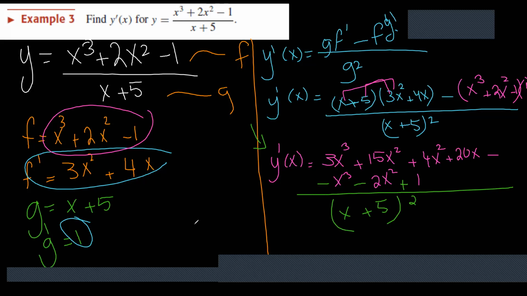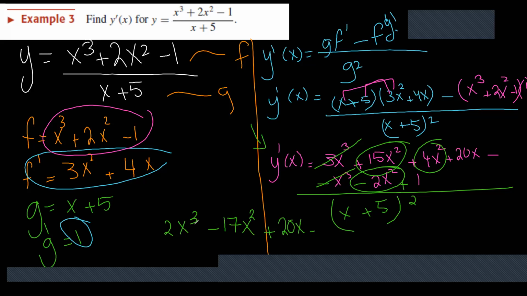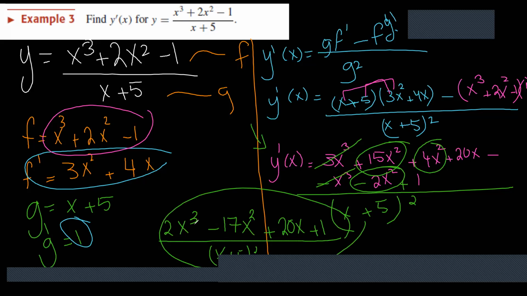Now, is it clear, or should I repeat this step here? Yes, teacher. Clear. Right. Okay, now I want to simplify. 3x cubed minus x cubed is 2x cubed. 15x squared plus 4x squared is 19x squared. Minus 2x squared is 17x squared. Plus 20x plus 1 over x plus 5 squared. This is the final answer. Is it clear?